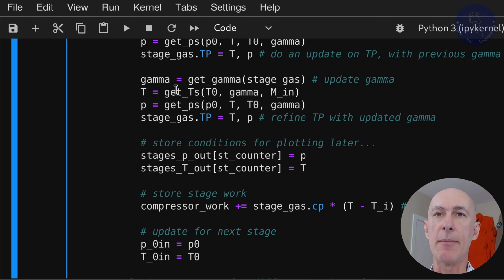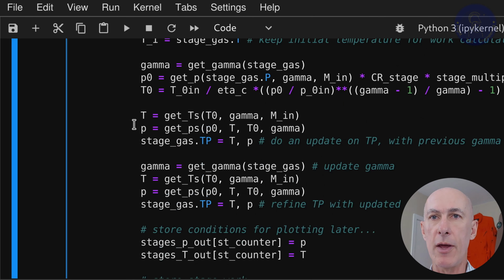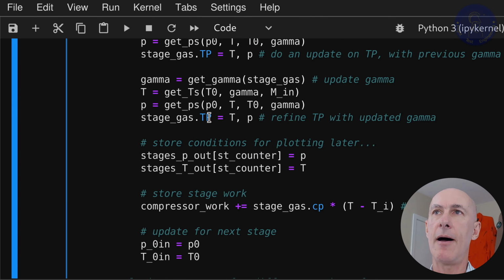So we do this 2 times. Get the gamma here, we calculate static pressure and temperature, recalculate the stage gas, get the gamma again, recalculate static pressure and temperature, and update the stage gas again. I have toyed around with this before, and I found out that 2 times is close enough. We could do a function to do this, or do it more times, but I found out that 2 times is close enough. So again, we get the static temperature and pressure with the new gamma and update the gas properties.